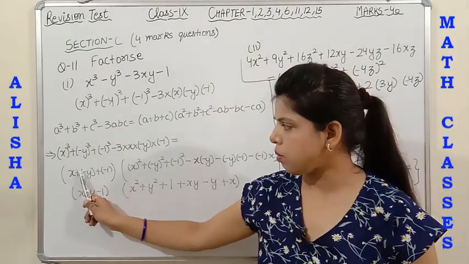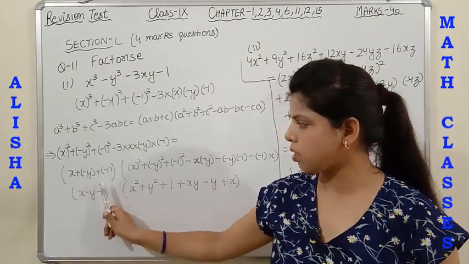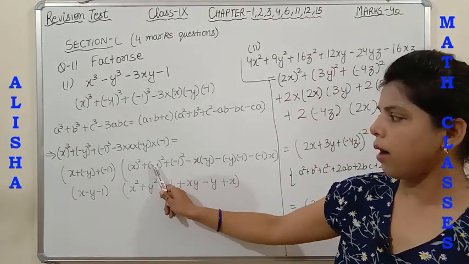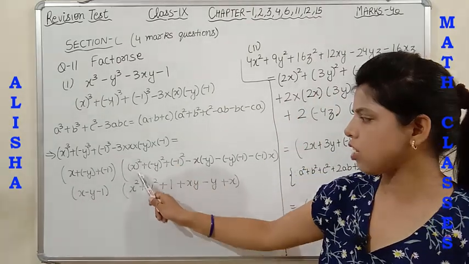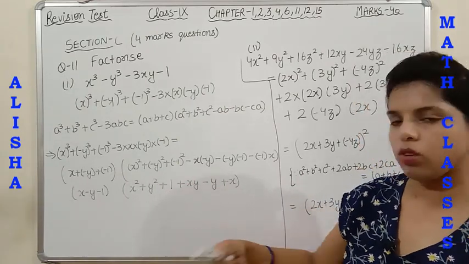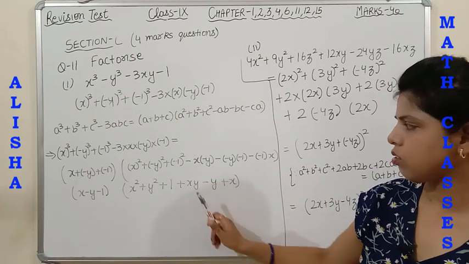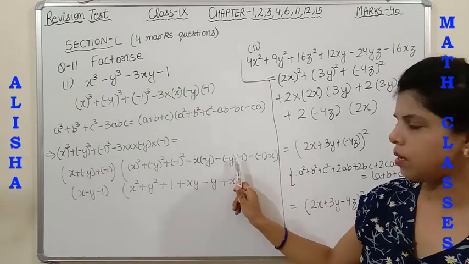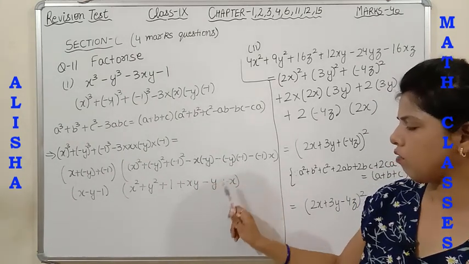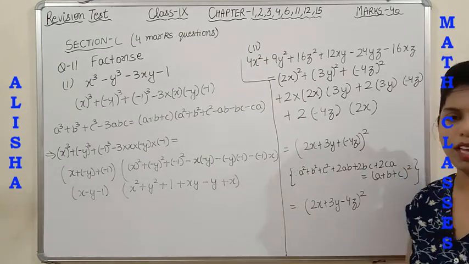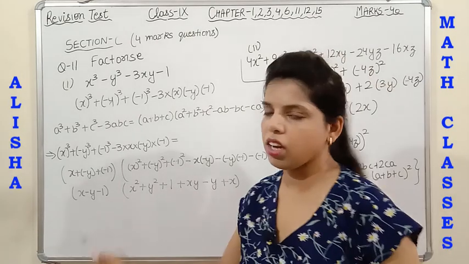So plus minus becomes minus, plus minus becomes minus. So x minus y minus 1 into x square, minus square will become positive, so x square plus y square plus 1 square will become 1. Minus minus plus, x into y, xy. Minus minus plus, plus minus minus. Y into 1 will become y. And minus minus will become plus. 1 into x will become x. So this is the factorization we have done.